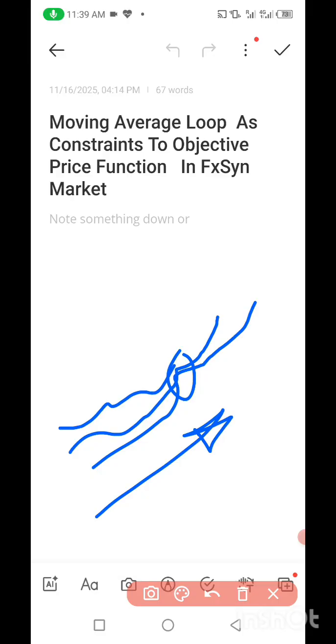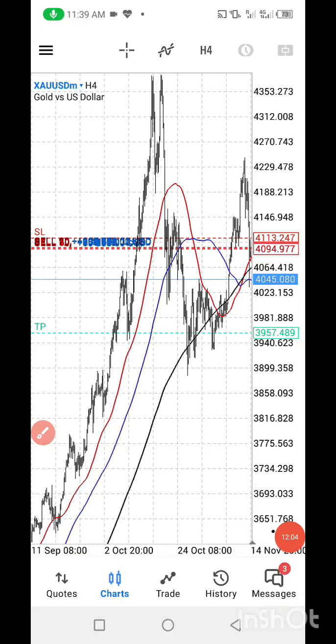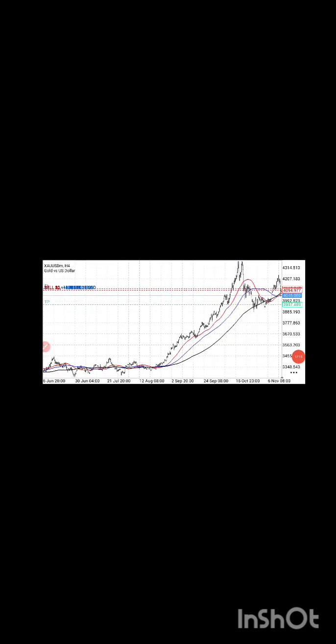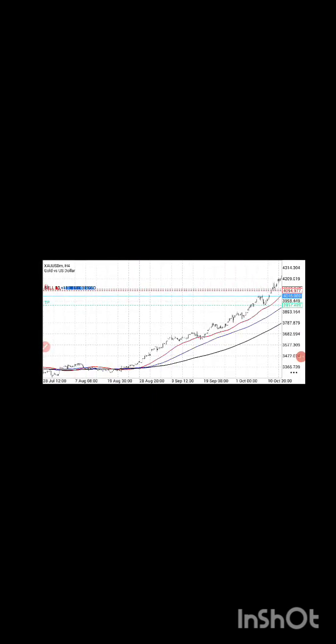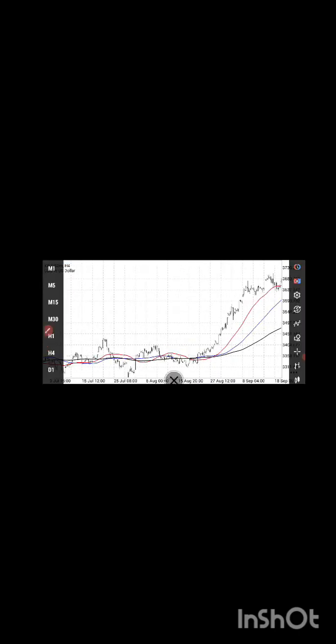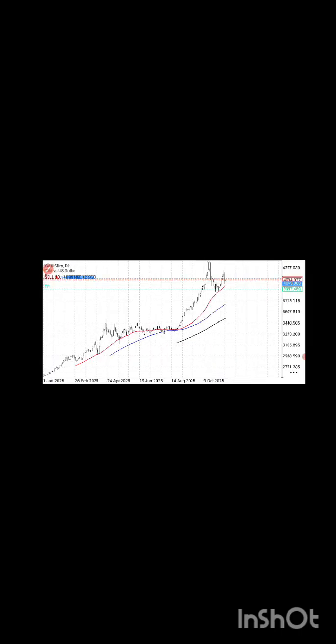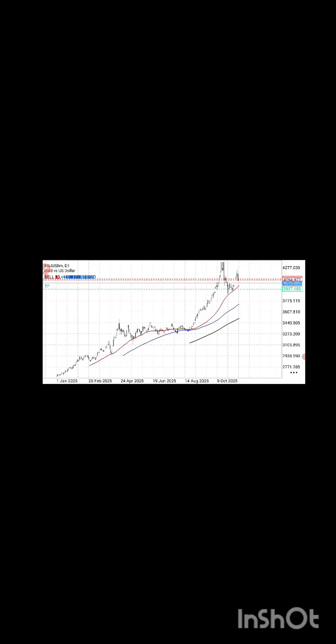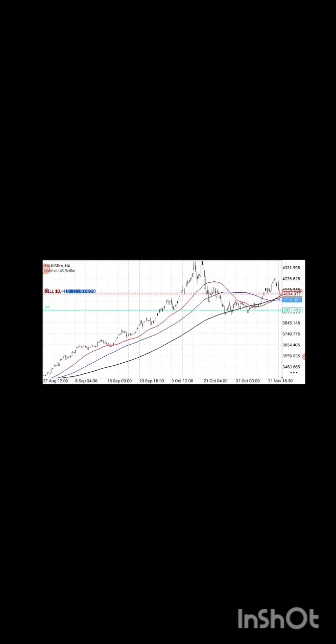So let's go to charts and do some analysis. So right here, this is good in the 4-hour time frame. What we need is a much higher time frame to understand the market properly. So this is the daily time frame, right? Most of the moving averages are not showing. Let's deploy the 4-hour, so it's showing, right?